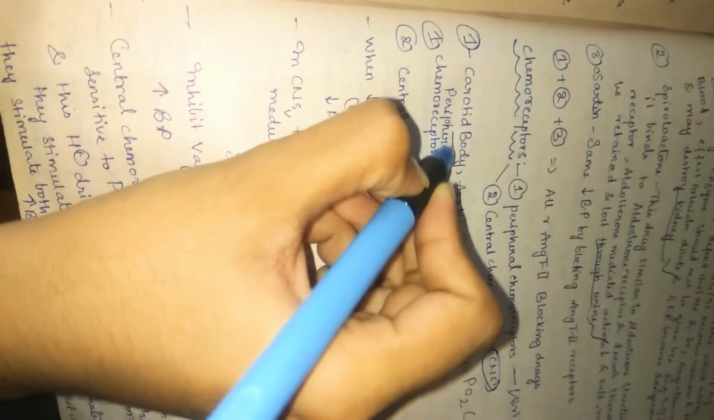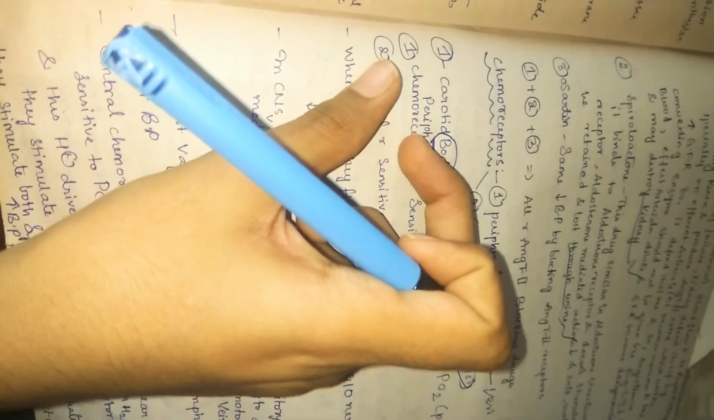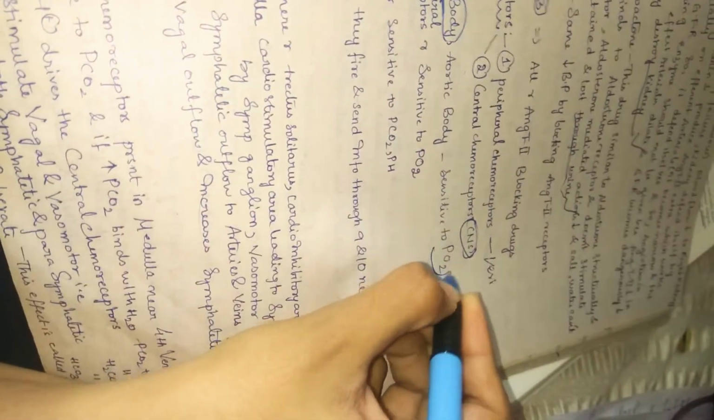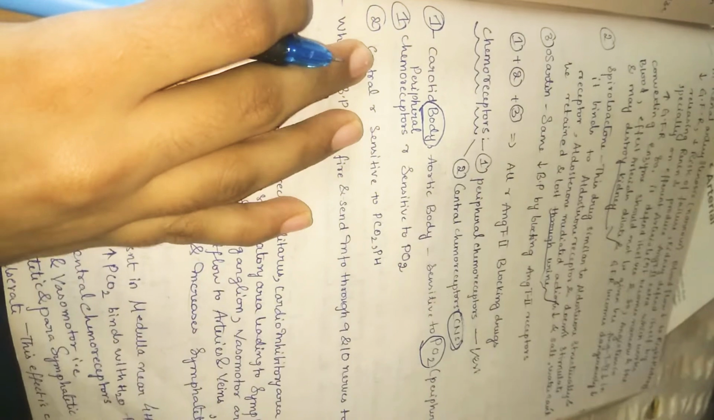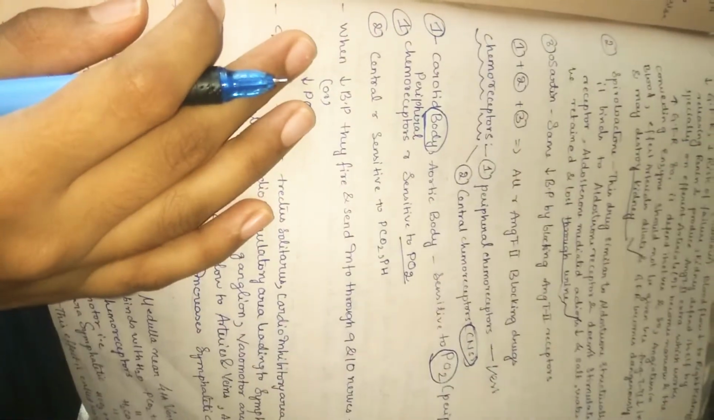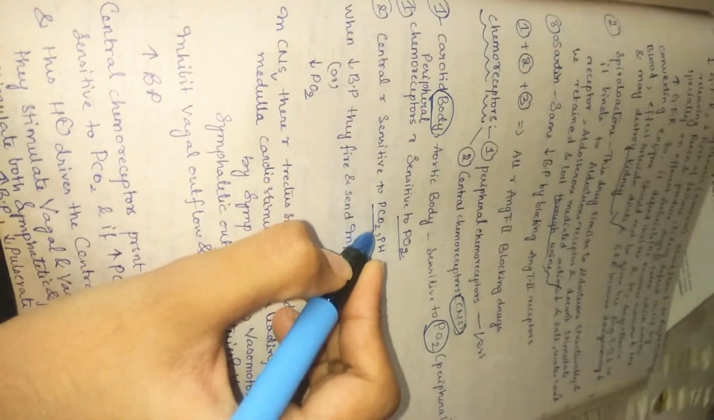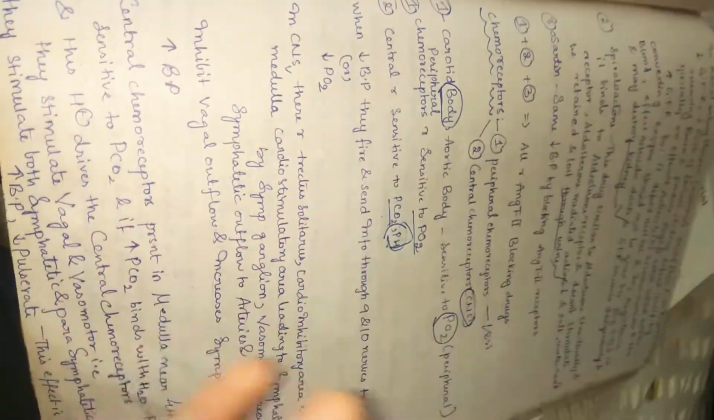So always remember body. Why am I stressing the name body? Because in the carotid body our chemoreceptors are present, but in the carotid sinus we have our mechanoreceptors, our baroreceptors. The carotid body and aortic body are sensitive mainly to the partial pressure of oxygen, and the central chemoreceptors are sensitive to both partial pressure of oxygen and carbon dioxide, and also pH.